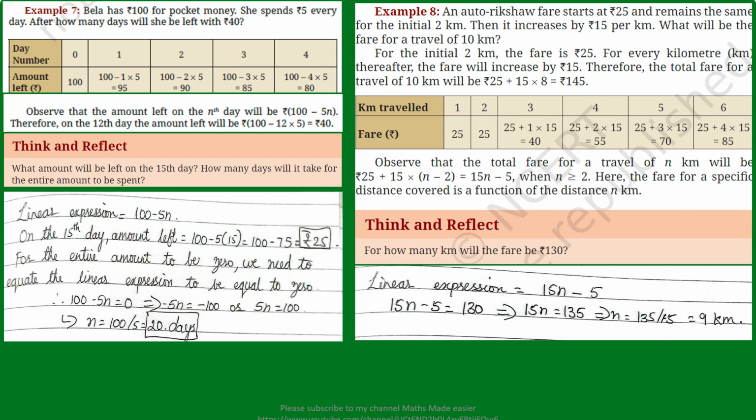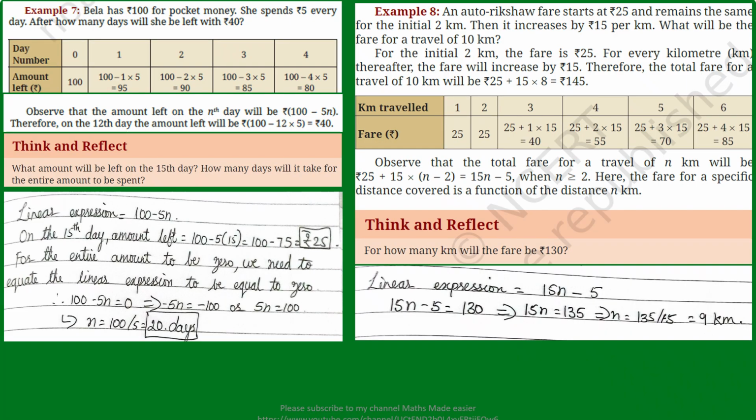Observe that the amount left on the nth day will be 100 minus 5n rupees. Therefore, on the 12th day, the amount left will be, just replace the value of n with 12, to find out the amount which is left after 12 days in case she is spending 5 rupees per day out of the initial pocket money amount of 100 rupees. It happens to be 40 rupees. What amount will be left on the 15th day? There are two questions. Let's look into the first question.